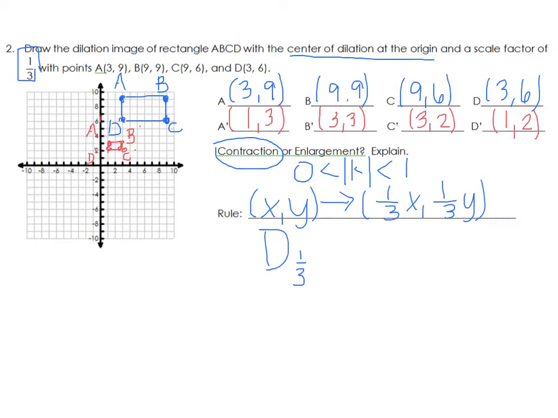So you can see that clearly it contracted or shrank. It got much, much smaller. And it's getting closer to the origin. That's why our center of dilation is the origin.